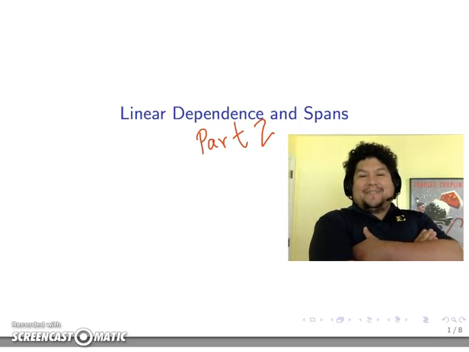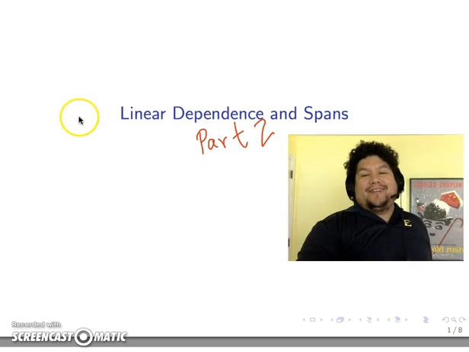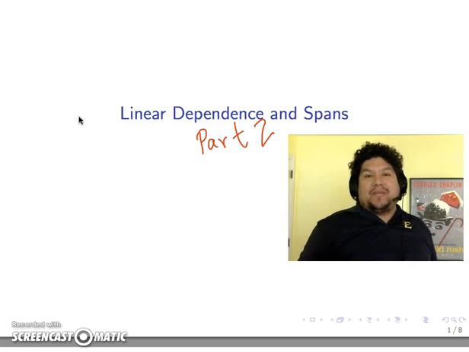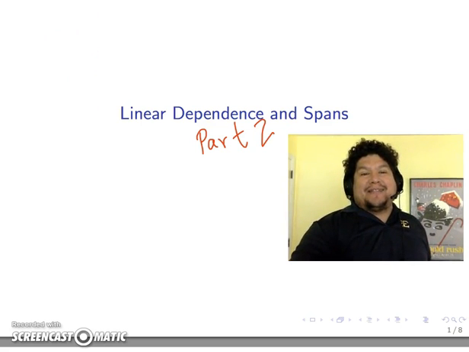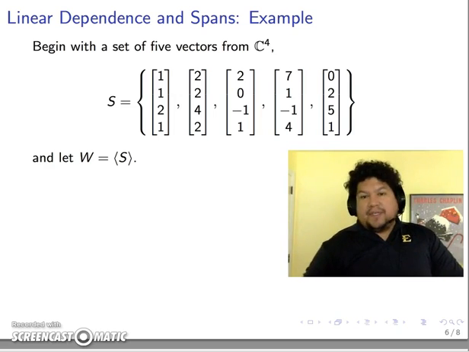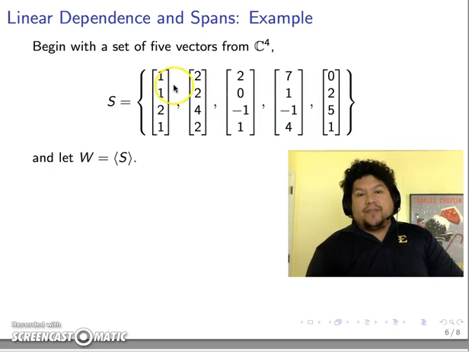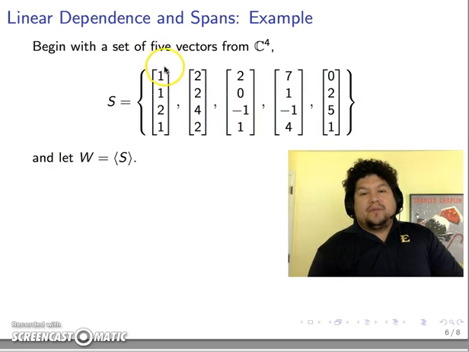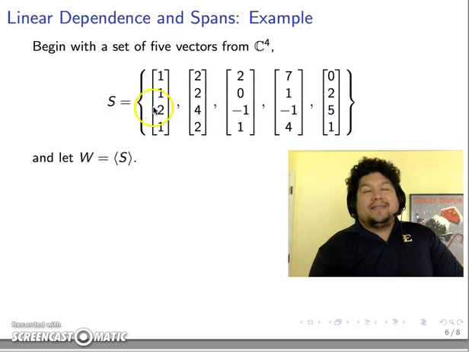Hi, this is part 2 of the lecture Linear Dependence and Spans. So let's now consider this set of vectors in C4. These are column vectors, each of them with 4 entries. And this is a set.